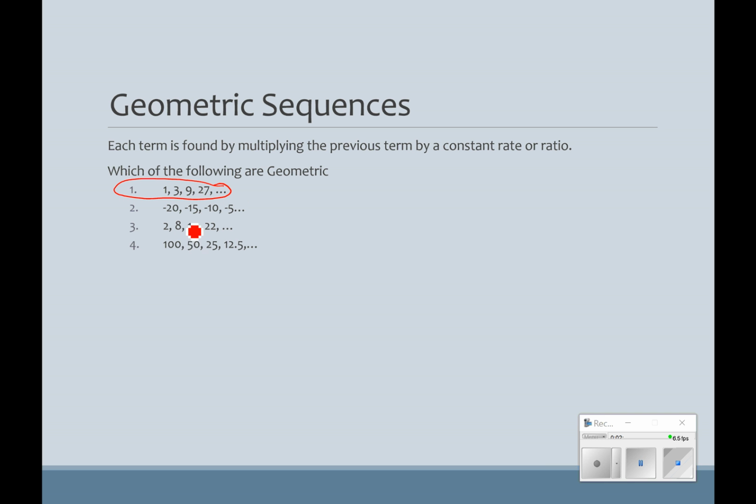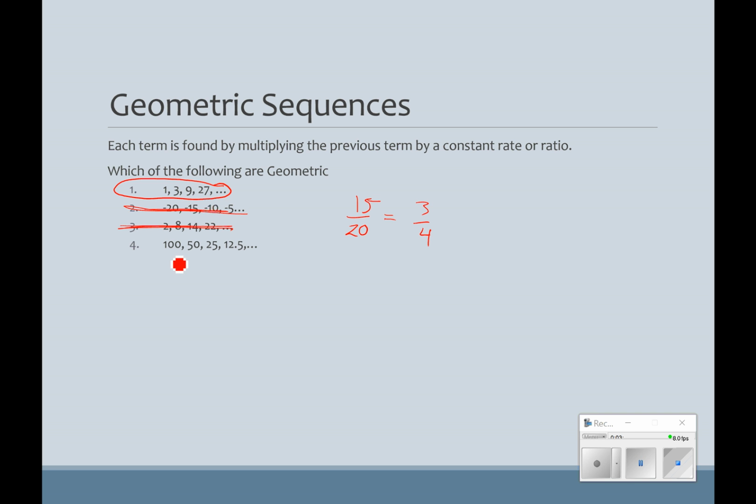Okay. Here, in my second example, the way we can check is we can do some division if we wanted to. We can do 15 divided by 20. And 15 divided by 20 is going to give us 3/4. So then we could multiply each term by 3/4 and see if we get that. We're not going to. This is arithmetic because I'm adding 5 each time. Okay, so that is geometric. If I look at this, 2 times 4 gives me 8, but 8 times 4 is not 14, so that's not geometric.